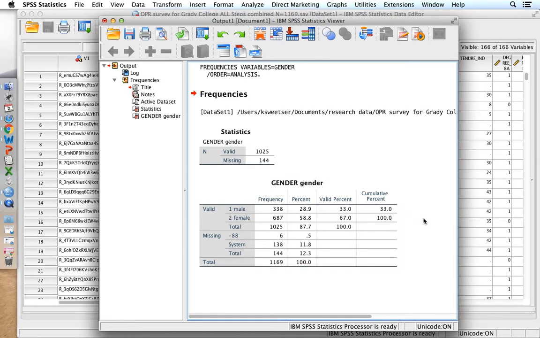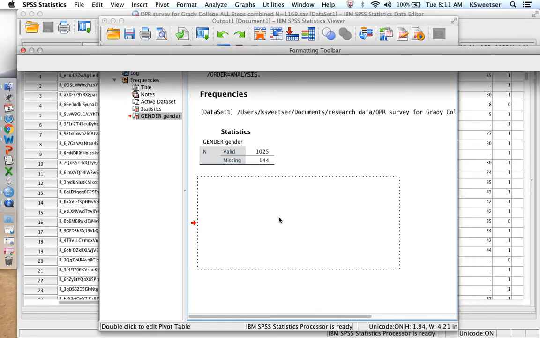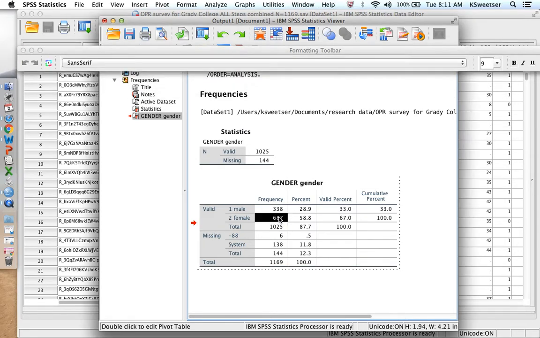So for example, on this frequency that I just did on gender, I might ask, what is the number of people who said that they were female? And so I would see 687 was the number of people who said that they were female.